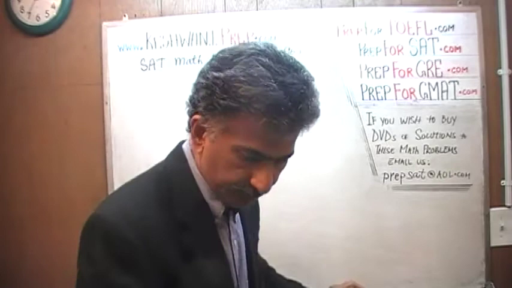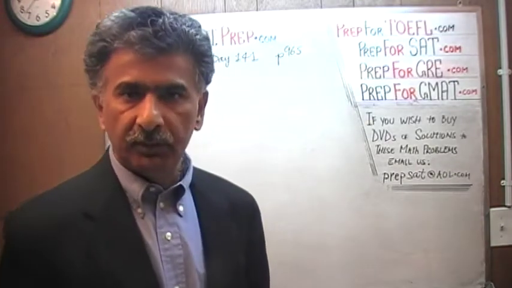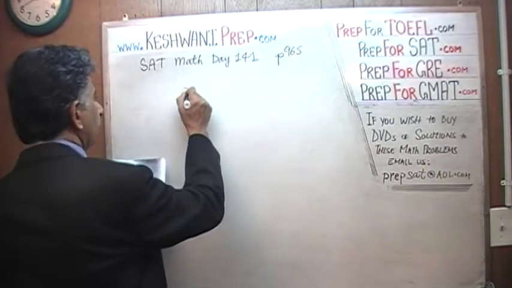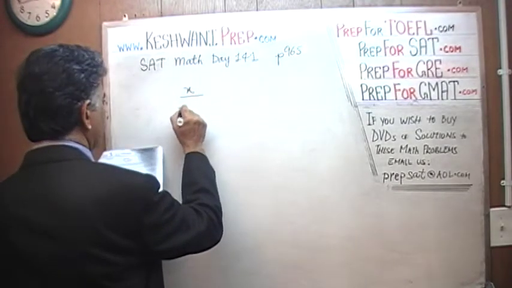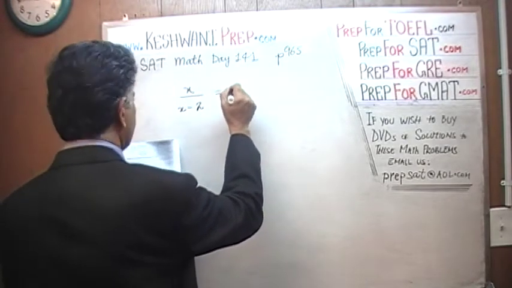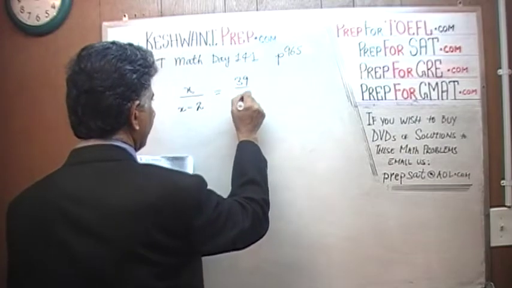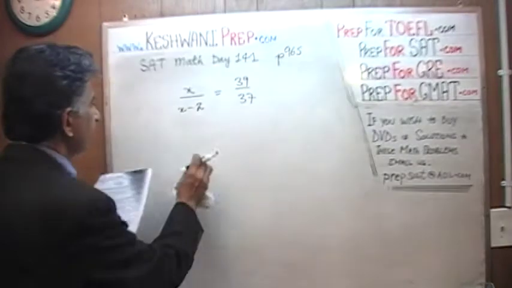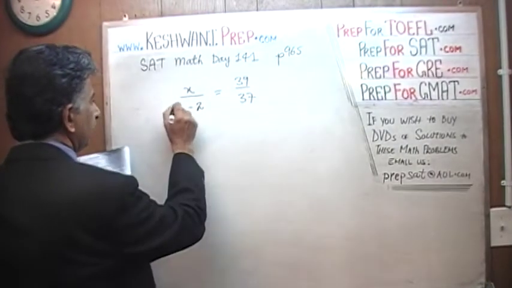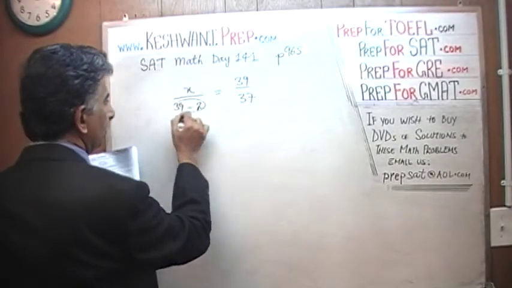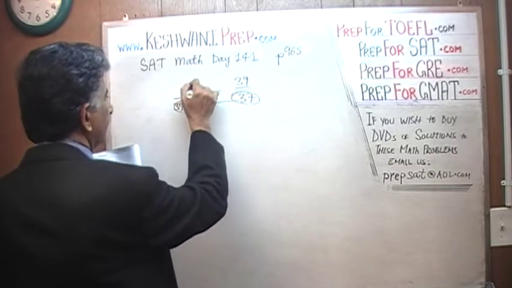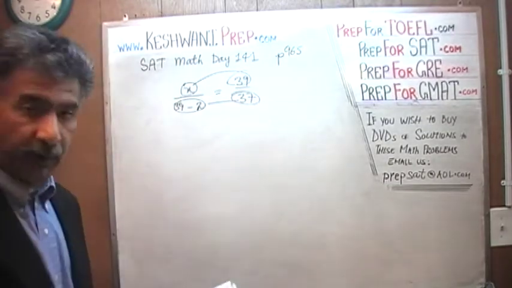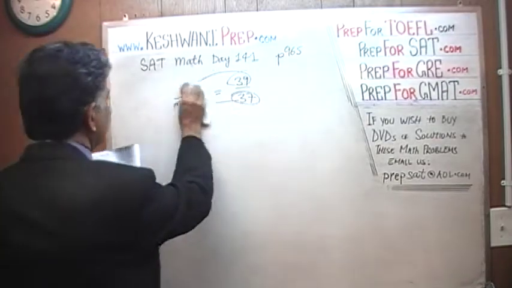Number one. Enough said. Number one is, on a scale of 1 through 20, number 1. It's very simple. The question is, if x over x minus 2 equals 39 over 37, then what must x be? Well, obviously the x is 39, because 39 minus 2 will give us 37, and on the top we have 39. The x is 39. X equals 39.